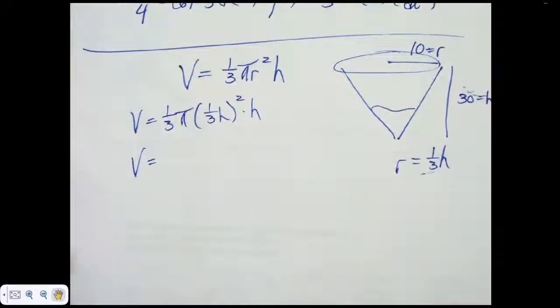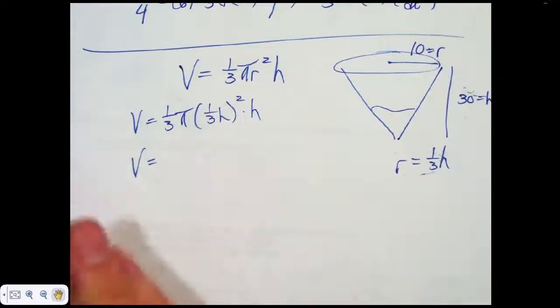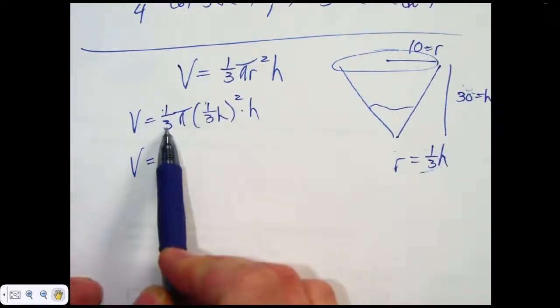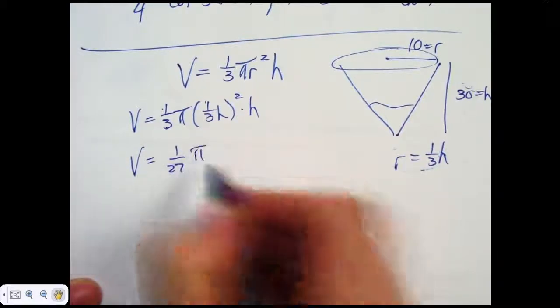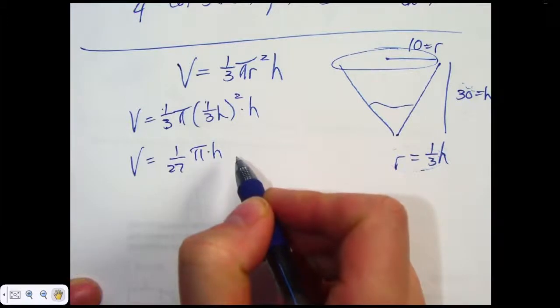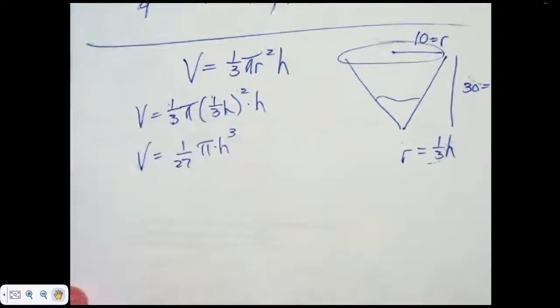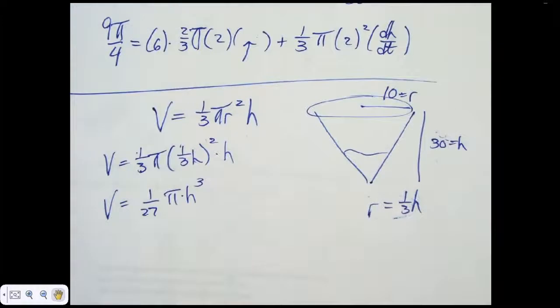This next step is for you guys too, because there's fractions involved. What's 1/3 squared? 1/9. And then 1/9 times the 1/3 out front would be 1/27 times pi, and h to what power? Cubed, right? Third power, because I got two of them there and one more there. You with me? Where are you not with me? Tell me.